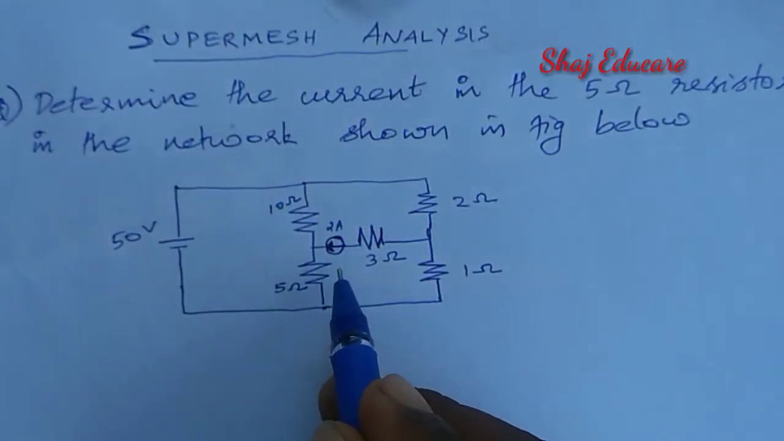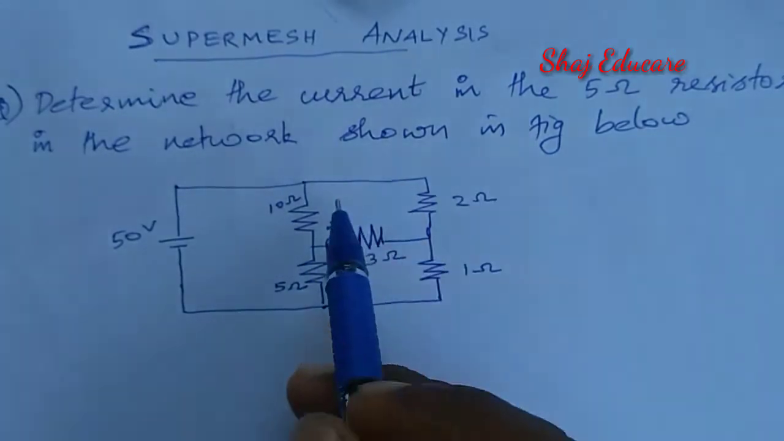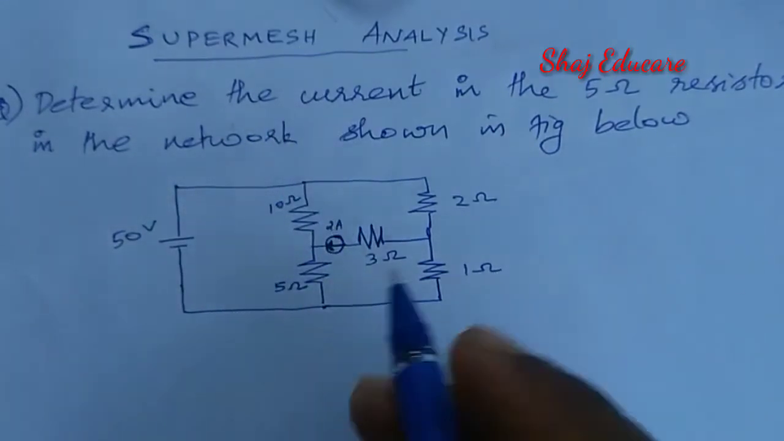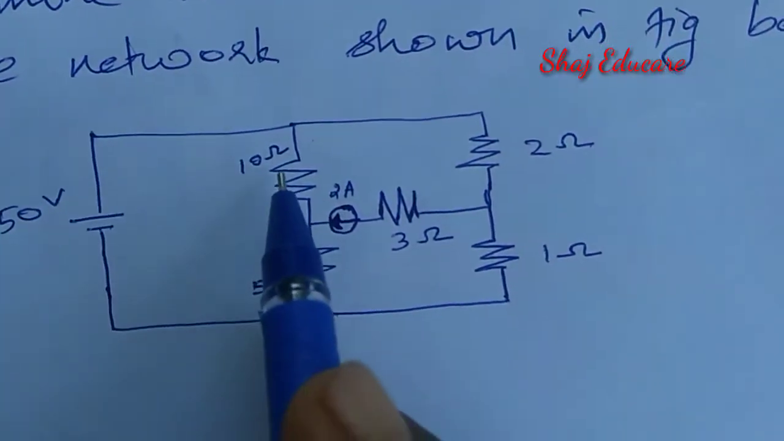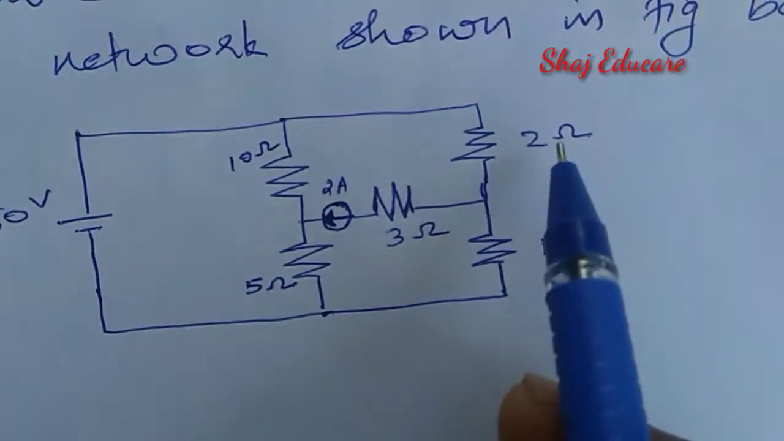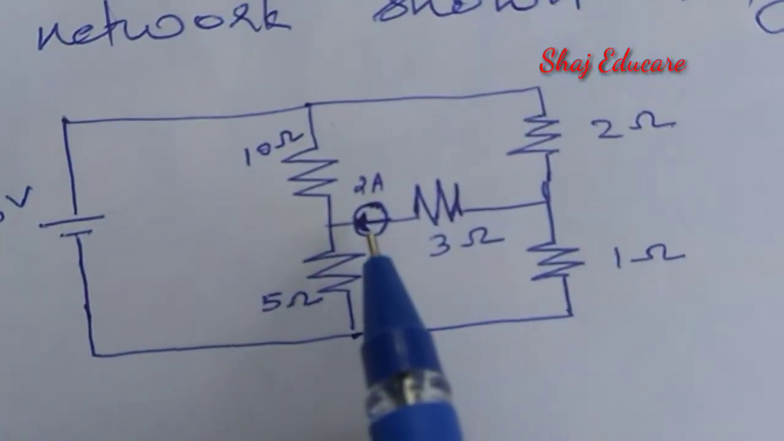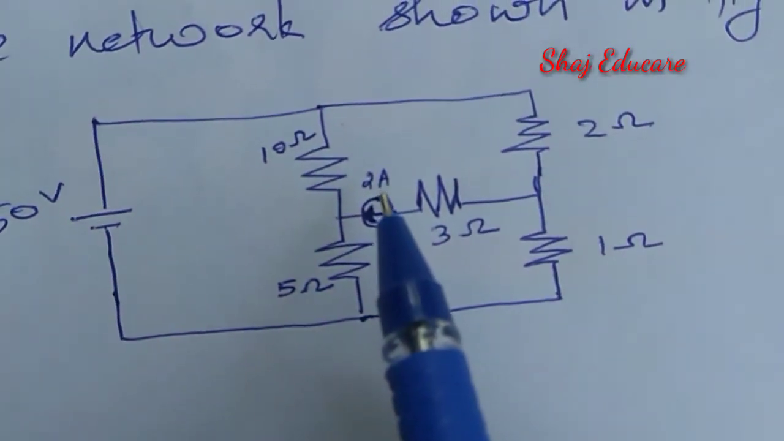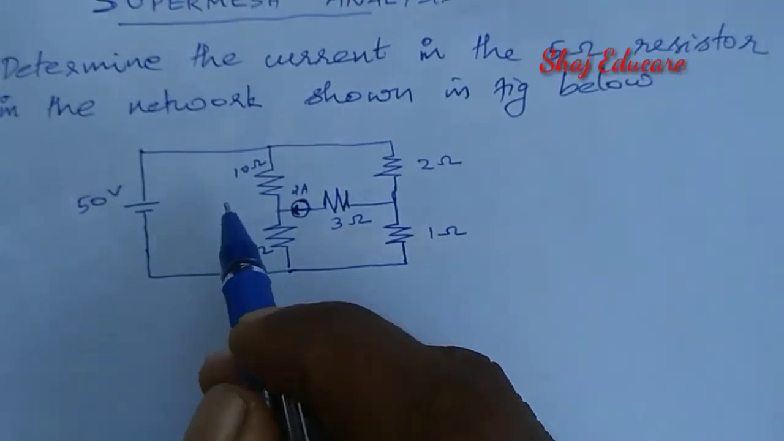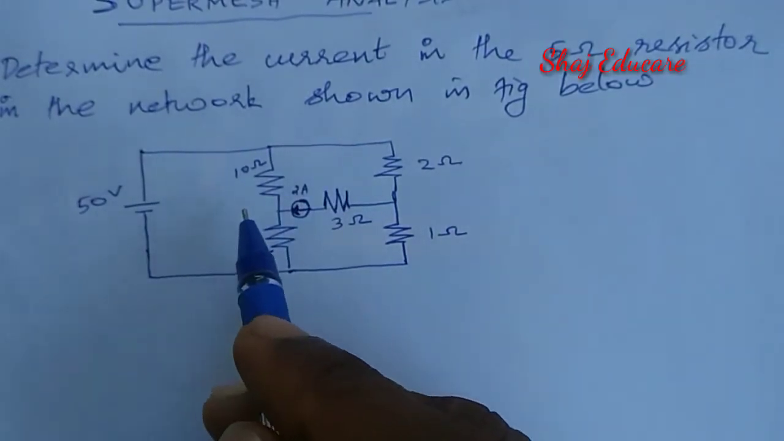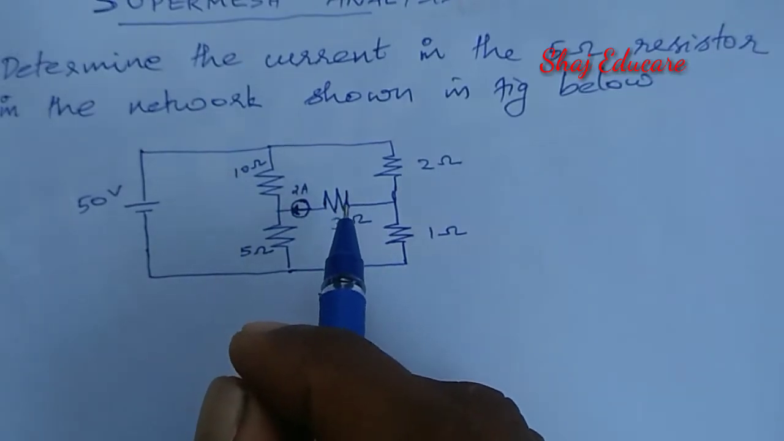This is the 5 ohm resistance. We have to find out the current flowing through this resistor using this concept, mesh analysis. There is a 50 volt voltage source, then 10 ohm resistance, 5 ohm resistance, 2 ohm and 1 ohm resistance, and 3 ohm resistance. And this is a current source having a magnitude of 2 ampere. A 2 ampere current source is there additionally. So let us redraw the figure once again in order to discuss the concept in detail.